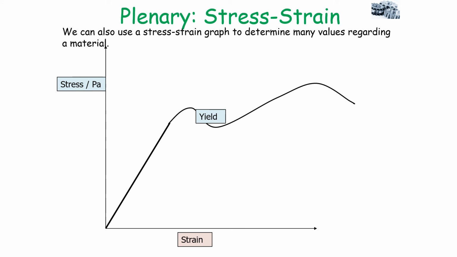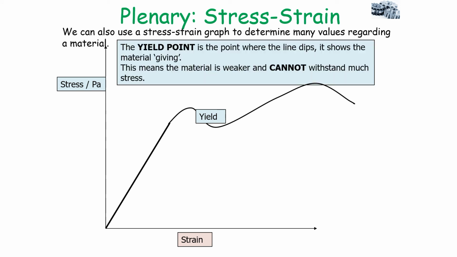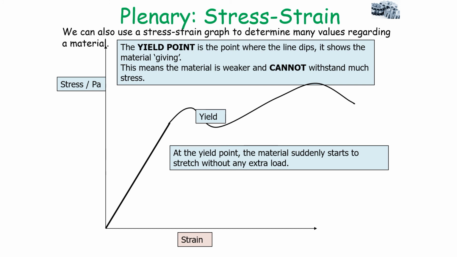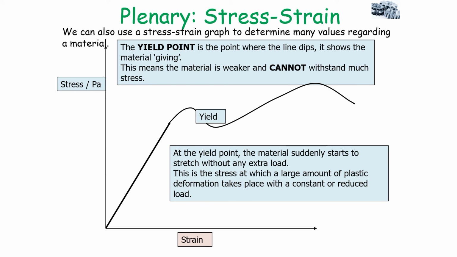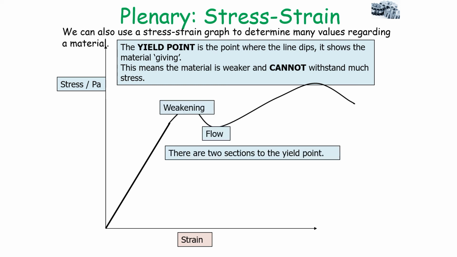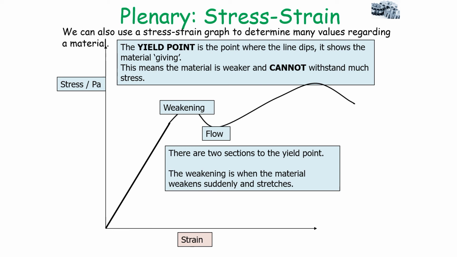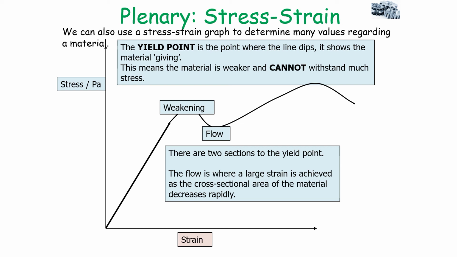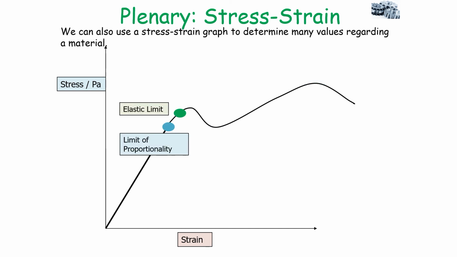Now there's also the yield point on the graph, which is the point where the line dips, so it shows our material giving way. So it makes the material much weaker and it can't withstand much stress. So at the yield point, the material suddenly starts to stretch without any extra load being added. So it's the stress at which a large amount of plastic deformation takes place with either a constant or reduced load acting on the material. So there's actually two sections to our yield point. You've got the weakening, which is when the material weakens suddenly and starts to stretch, and the flow, where a large strain is achieved.